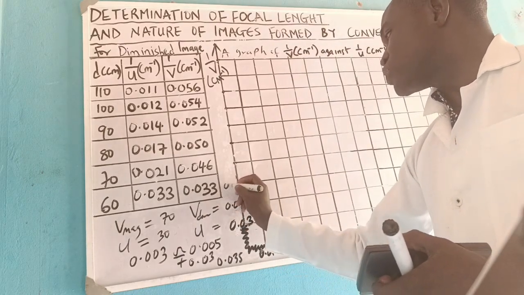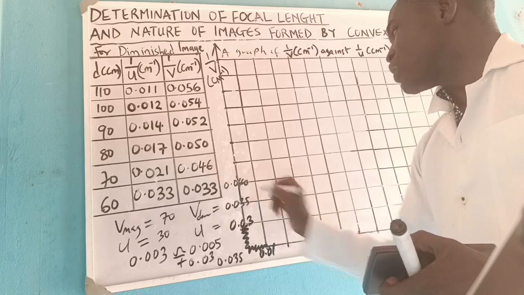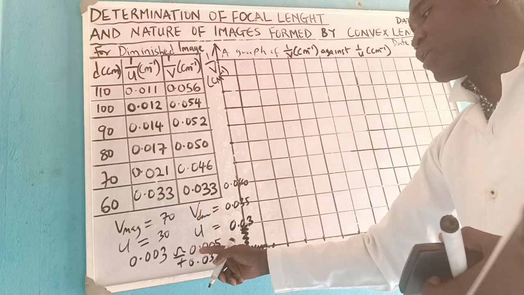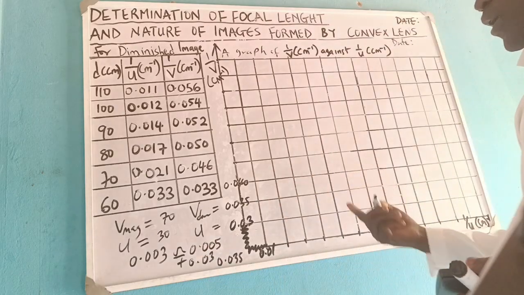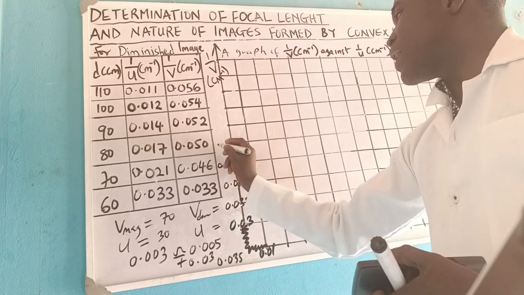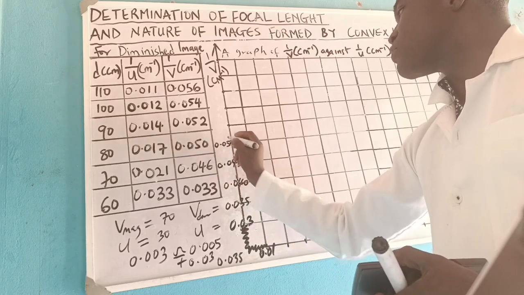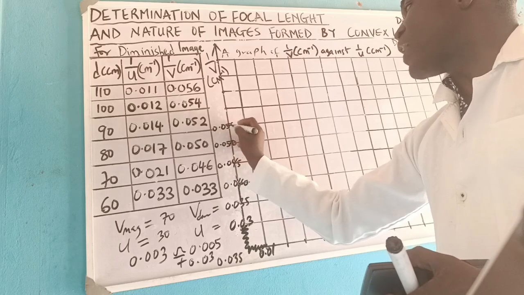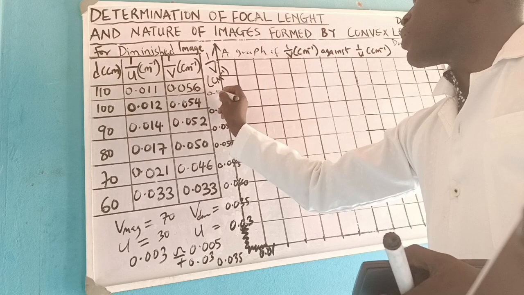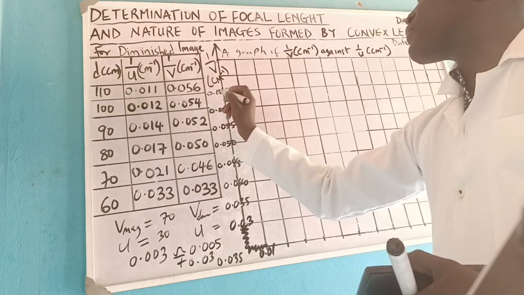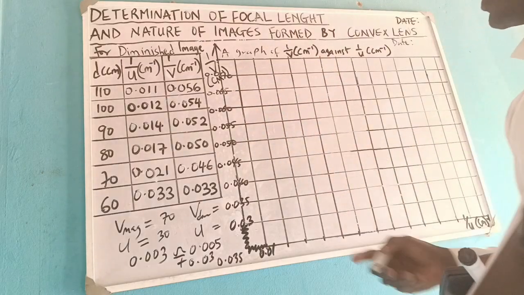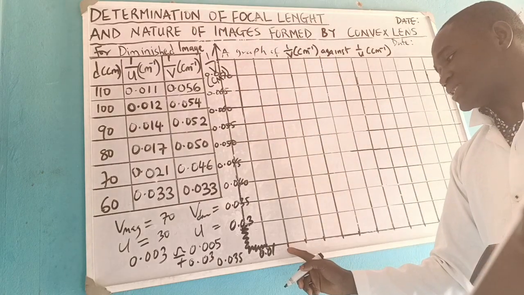That means I can come here and write 0.035, 0.040. That means it's going by 0.005, so to speak. Here will now be 0.045. Here 0.050, 0.055, 0.060, 0.065, then 0.070, so to speak.